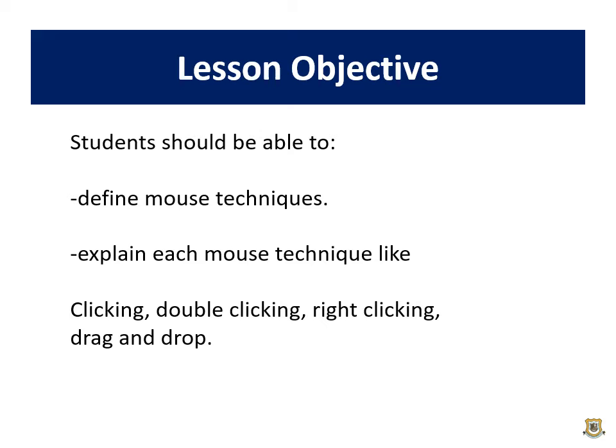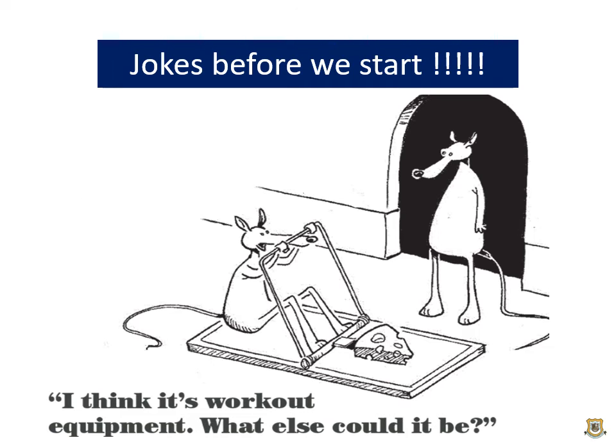Drop, very, very interesting. But before, as our usual practice, a little joke. We are using the word mouse, and we have mouse everywhere. Sometimes we call it ekute. Yes, these days they are very smart. You set a trap for the mouse and you find out they are using it to play. So I think it is workout equipment. What else could it be? So that's a joke for the topic.